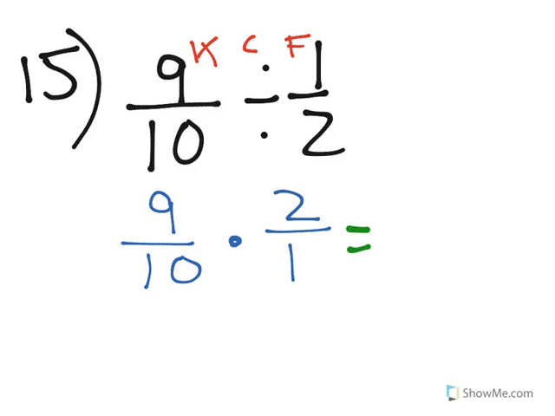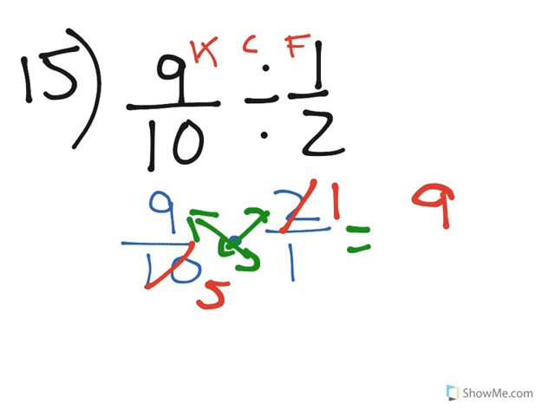Now, I like to see if I can simplify before I multiply. So I'm going to look at 9 and 1. The only thing that goes into 9 and 1 is 1, so there's nothing I can simplify. But if I look at 10 and 2, I can simplify that by 2. 2 will go into 2 one time. 2 will go into 10 5 times. Now I have an easier problem, and when I multiply, it will already be simplified.